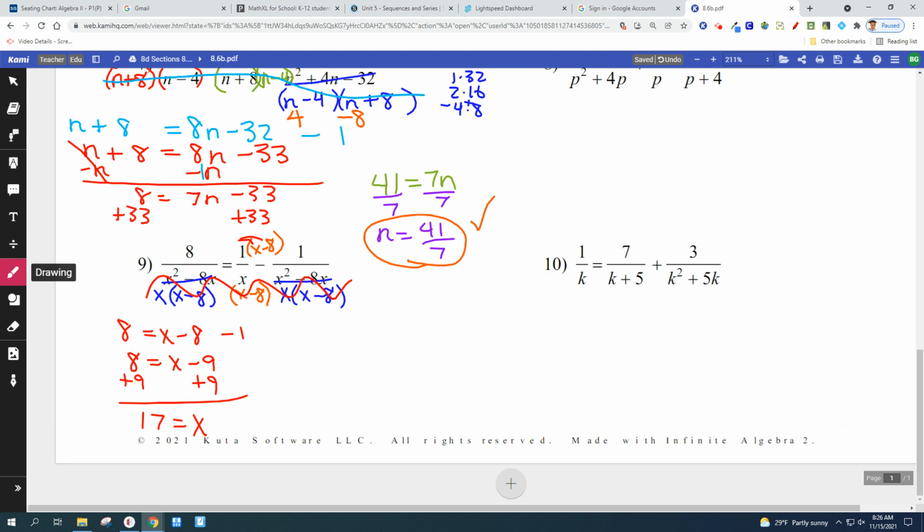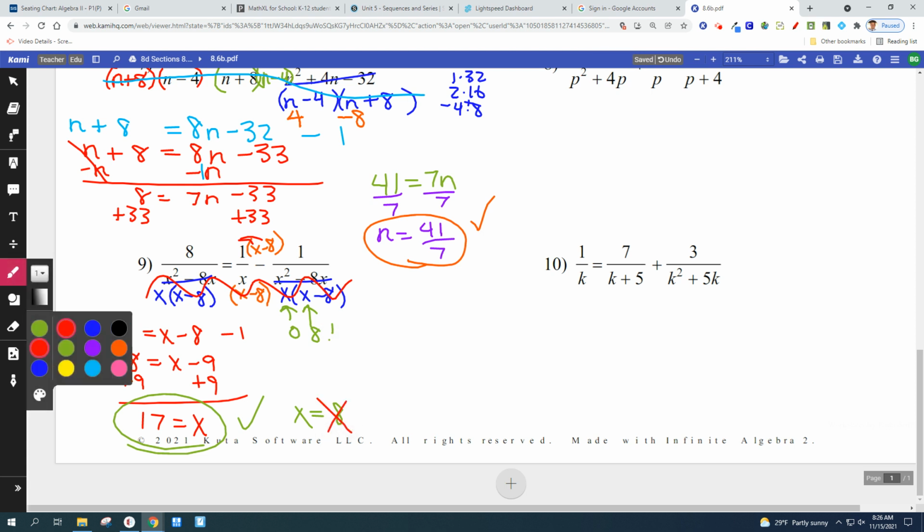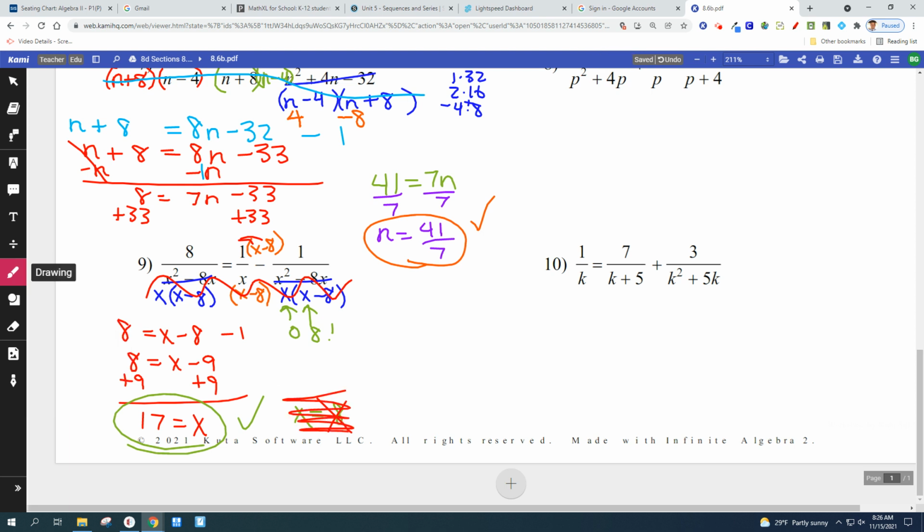Good. We check the answer, and 0 and positive 8 are bad numbers. Those aren't allowed. But 17 is just fine. If you solved it out and you got x equals 8, you would say, ooh, I can't do that. And so you would cross it out and say no solution. Okay? But that doesn't happen here. But it could. It totally could.